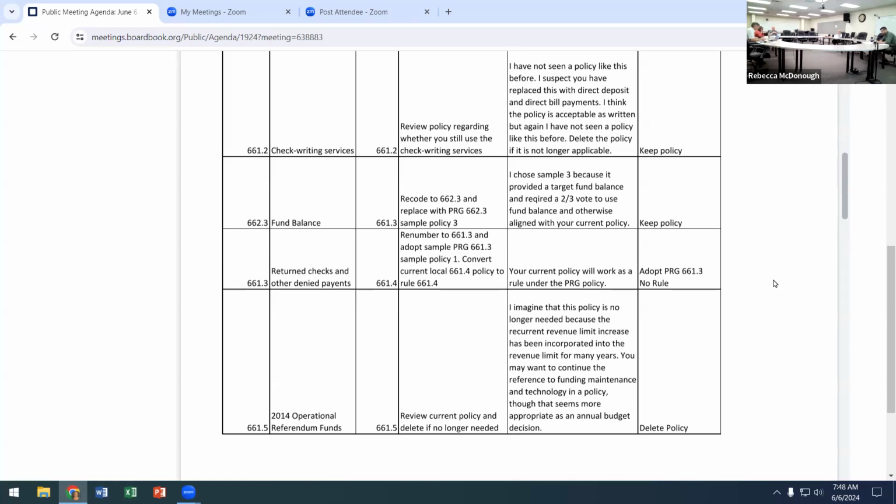661.3, returned checks and other denied payments. We have a couple things going on here. We are going to renumber this and adopt the PRG. And we're going to convert our current policy. 661.4: we're not converting, no rule. Oh, you got rid of the rule. Yeah. Got it. Thank you. So we got rid of the rule and we are adopting the PRG version. The recommendation from Barry was we could have kept our current policy, but upon review, we decided to move to the PRG. Thanks, Rebecca.